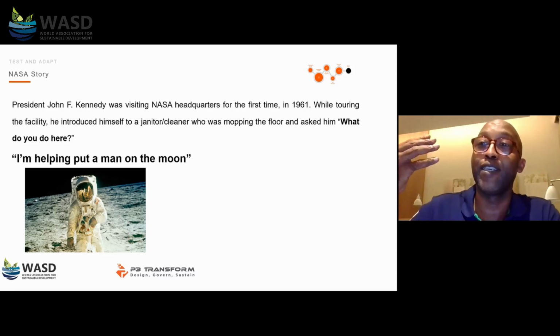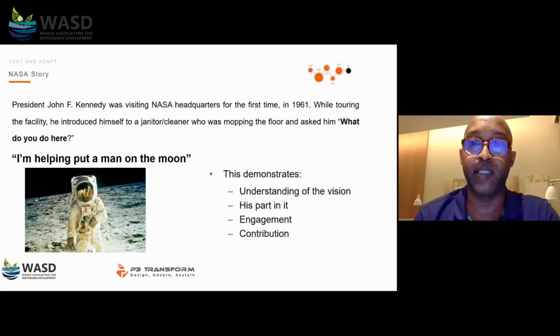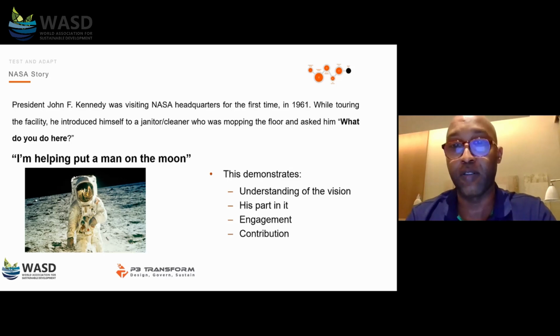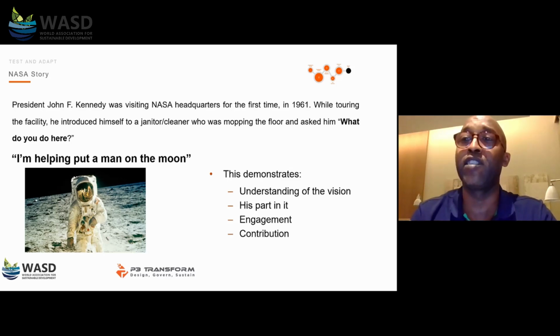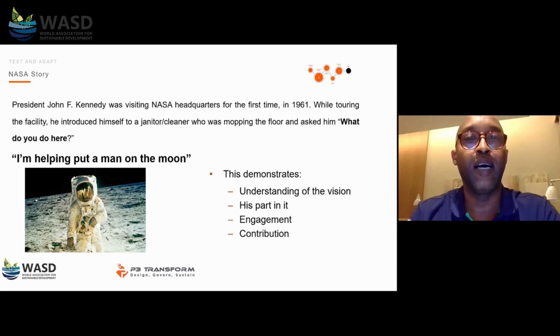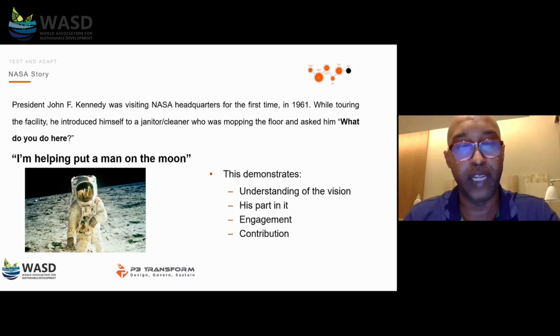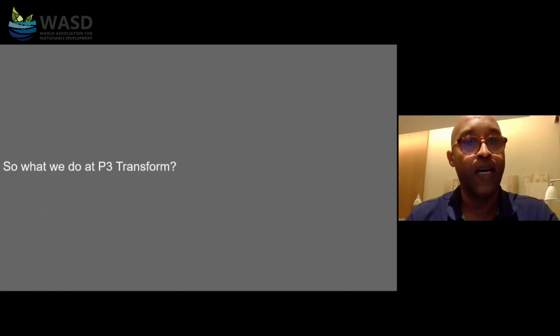That's how the vision of the organization was cascaded all the way down to the lowest level across the organization. And that really demonstrates good understanding of the vision, really wanting to be part of that vision for that organization, and being engaged and feeling the contribution, because the janitor is not less than anyone else in the organization. They have a vital role. And we are all small building blocks, and without those individual building blocks, we can't really deliver and contribute. So I'm gonna jump all these.